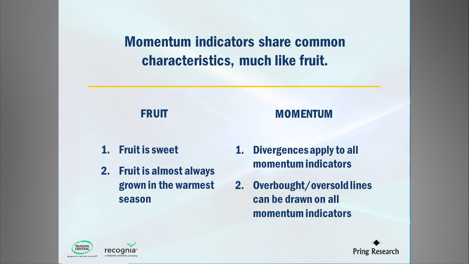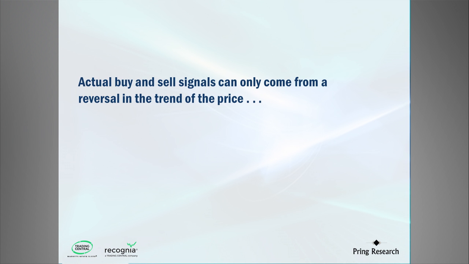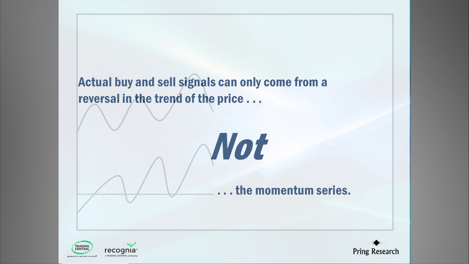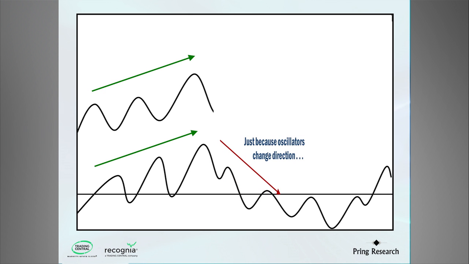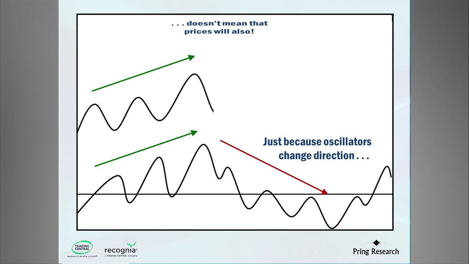In our price pattern presentation, I used rectangles as an example for the interpretation of other formations. In the same way, we'll be using rate of change as our case study that will then be applied to other indicators. For the moment, though, it's very important to note that actual buy and sell signals can only come from price action, from a reversal in the trend of the price, and not from the momentum series. Bearing this in mind, here we see the price and momentum rising simultaneously, but just because oscillators may change direction, it doesn't mean that prices will also.